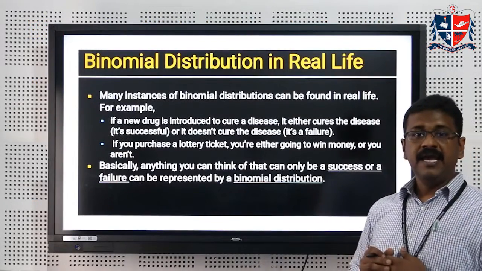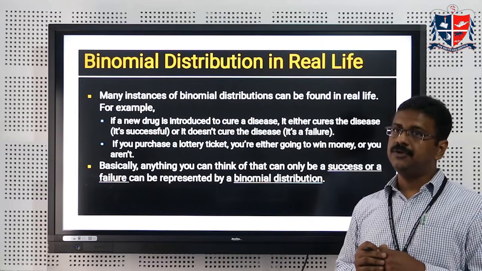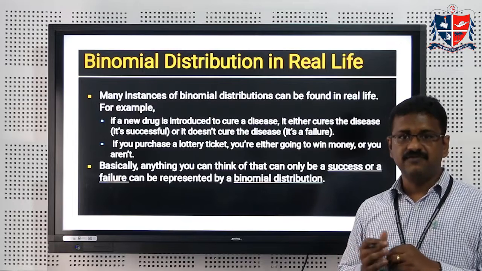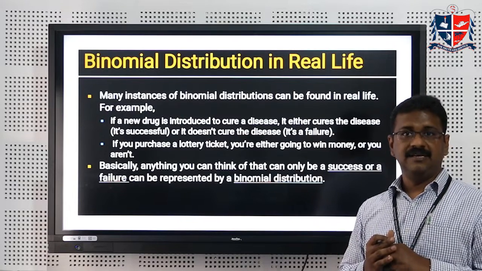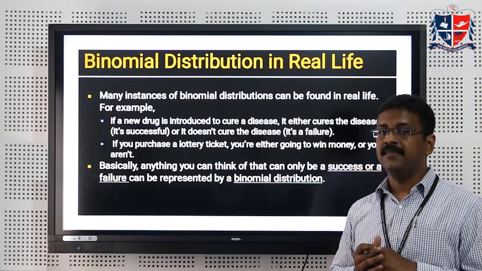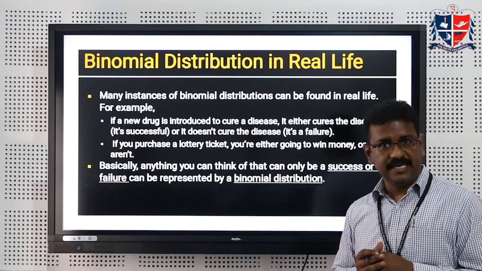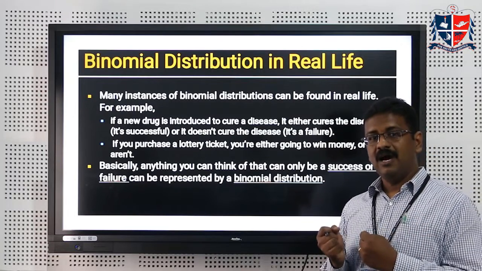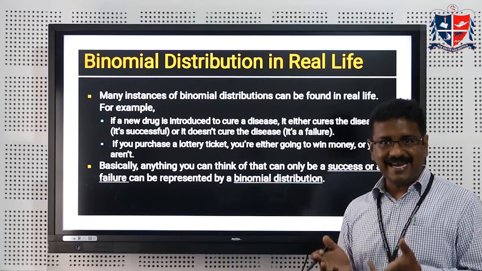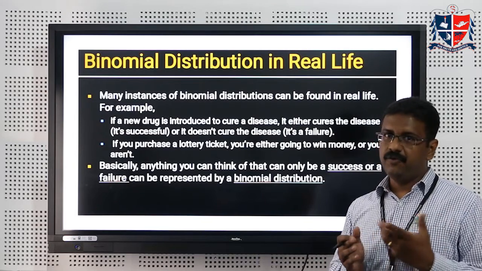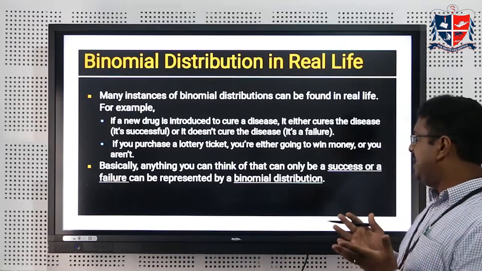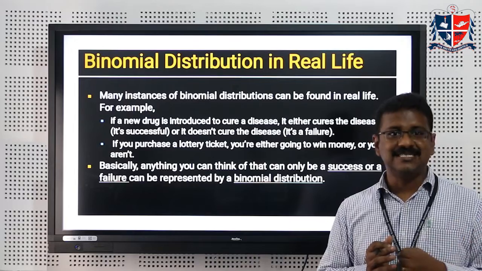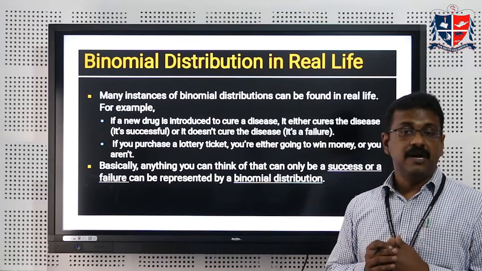So, binomial distribution has many instances that can be found in real life applications. For example, if a new drug is being introduced to cure a disease, it either cures it, that is, the drug is successful, or it doesn't cure the disease, which means the drug is a failure.